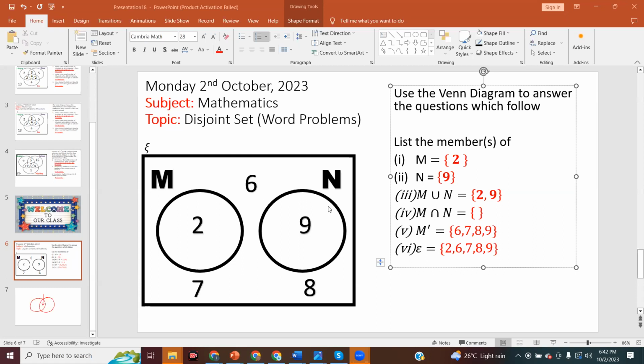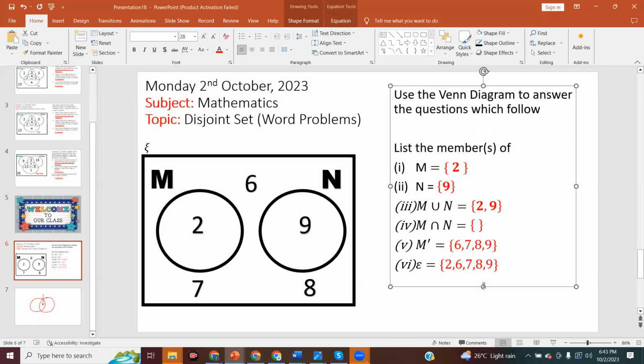Okay, so the universal set, that means you're gonna put what? All of the elements. By the way, what's the name of this symbol? What do we call it in Greek? Epsilon. Very good. What's another symbol that we could use for the universal set? Capital U. Very good.